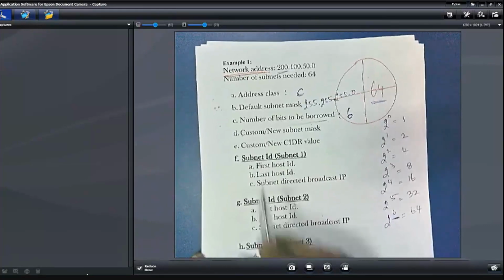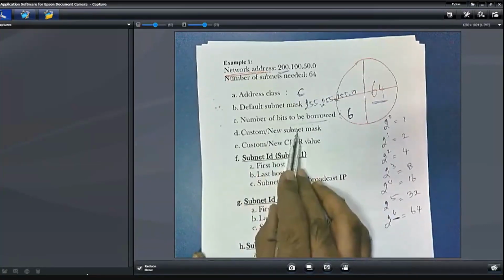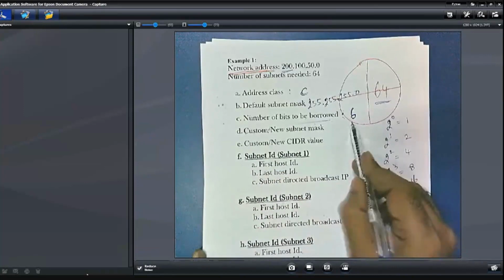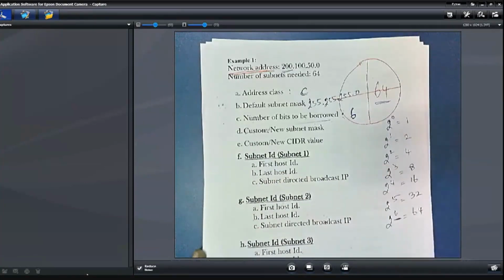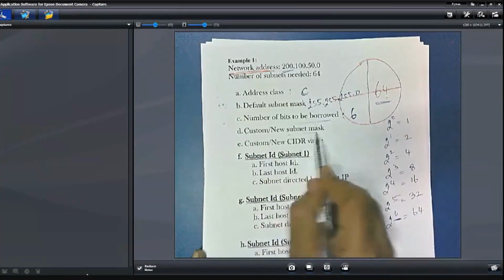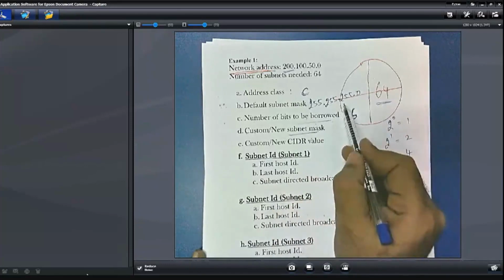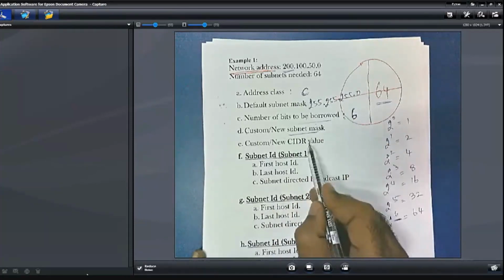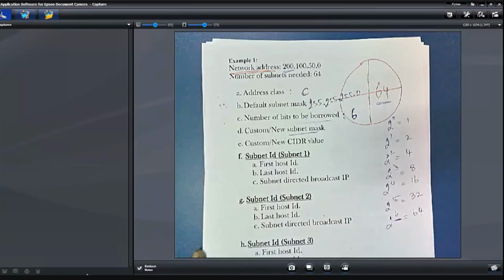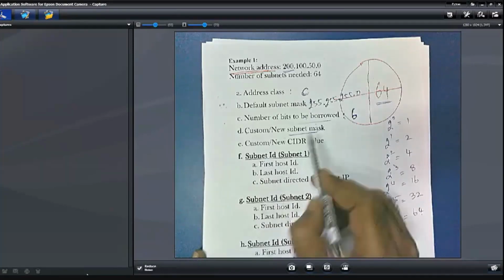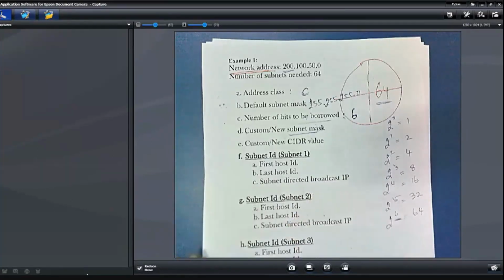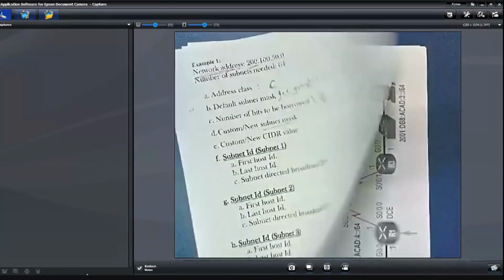Then the custom or new subnet mask. If you borrow some bits, automatically your subnet mask will change. You cannot use the same subnet mask. You have to change your subnet mask. How can I change it? I will do it on another paper.